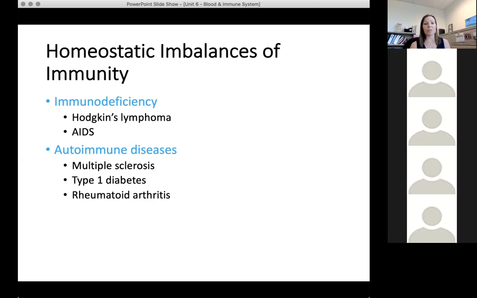This happens with multiple sclerosis, where your body actually destroys the myelin that covers certain neurons of the central nervous system. This is also what happens with type 1 diabetes, where immune cells destroy the pancreatic cells that produce insulin. And another common example is with rheumatoid arthritis. This is where the immune cells are destroying the body's joints.